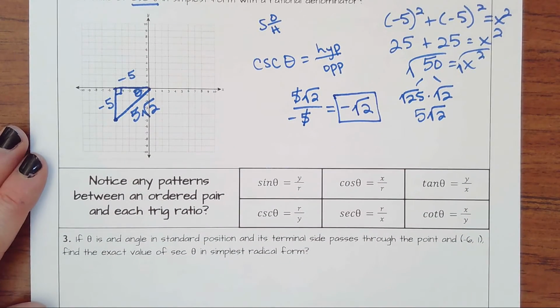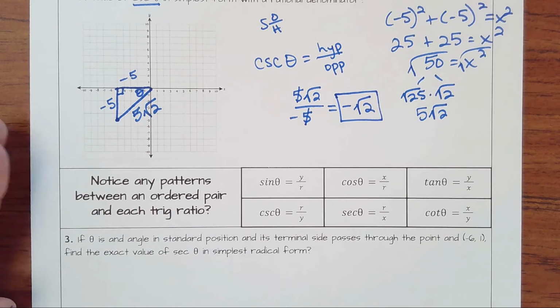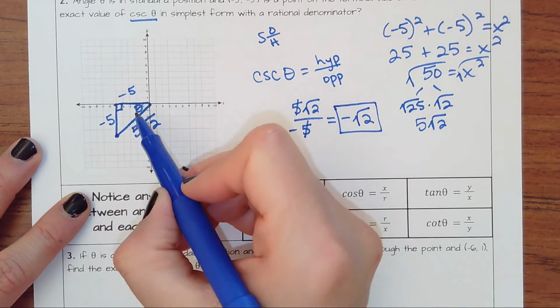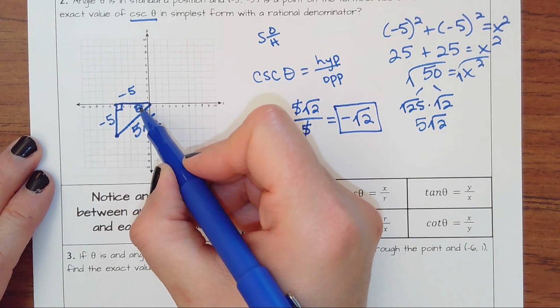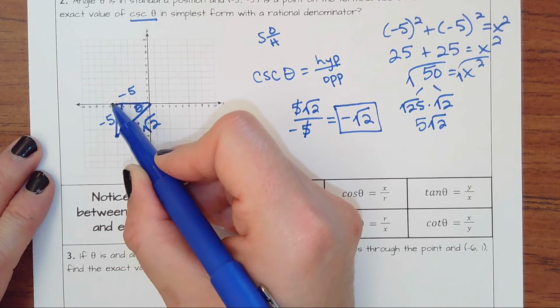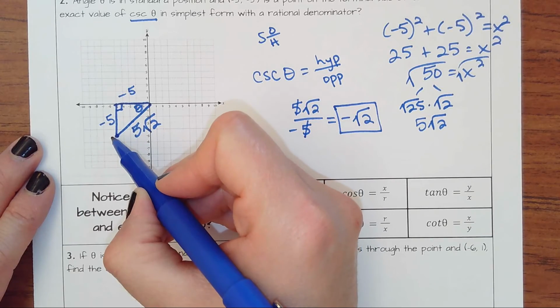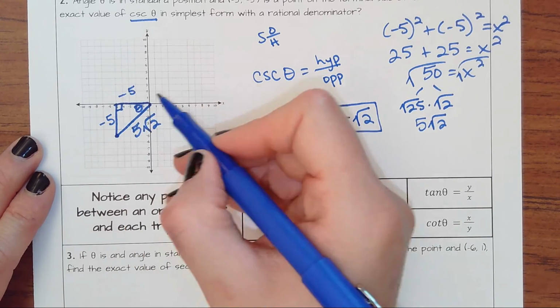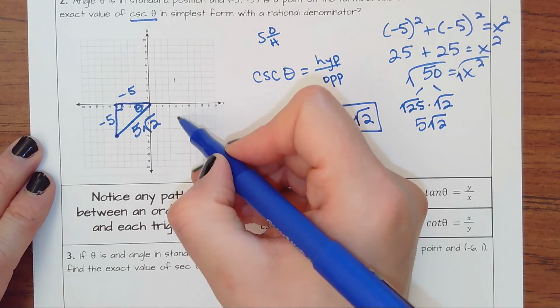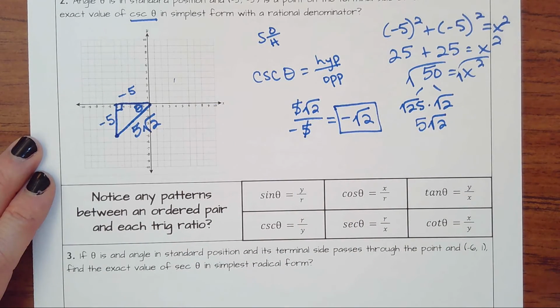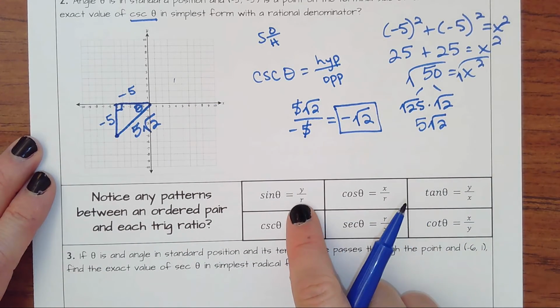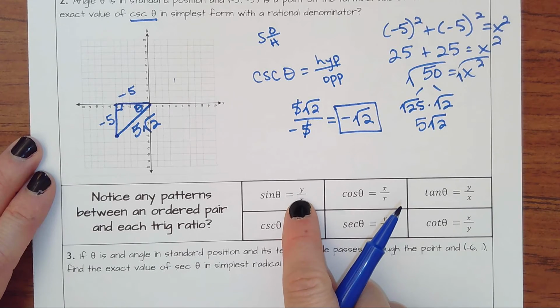So I want you to see if you notice anything, any patterns between what the word pair is and then the trig ratio. Well, if I have my angle here, the opposite to that angle is always going to be the height of the triangle. Doesn't matter which quadrant it's in. It's always the height, and height deals with the y value. And so when we say opposite, it's always going to be the y.